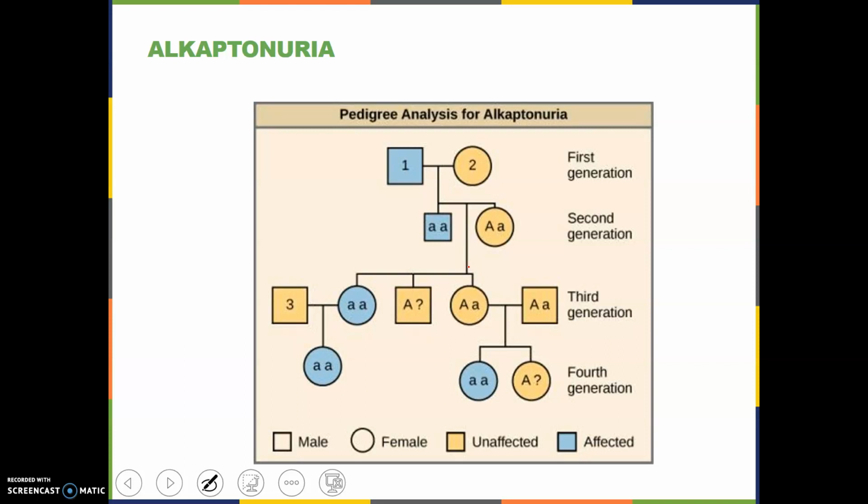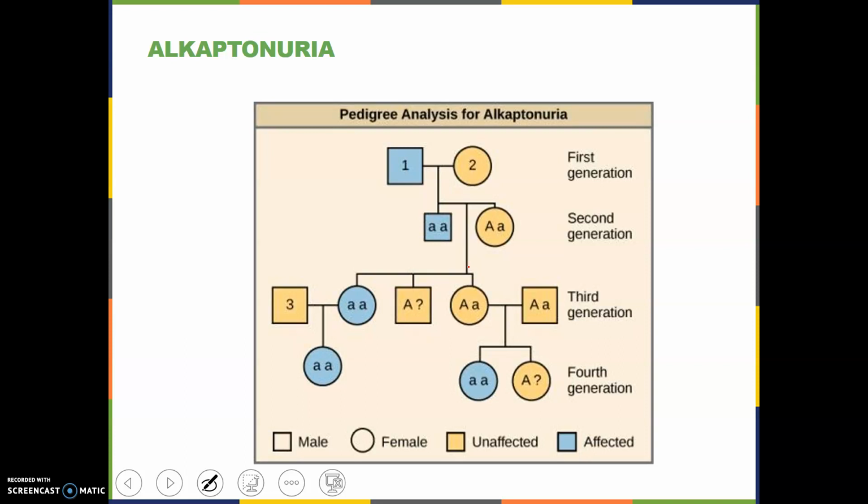So the shaded individuals are blue, they're affected, and if they're unaffected, they are yellow. And what we know about alkaptonuria is that it is a recessive disorder. It is what we call an autosomal recessive disorder. So that means you have to get 2 little a's to be affected with alkaptonuria. You have to get one little a from each parent.